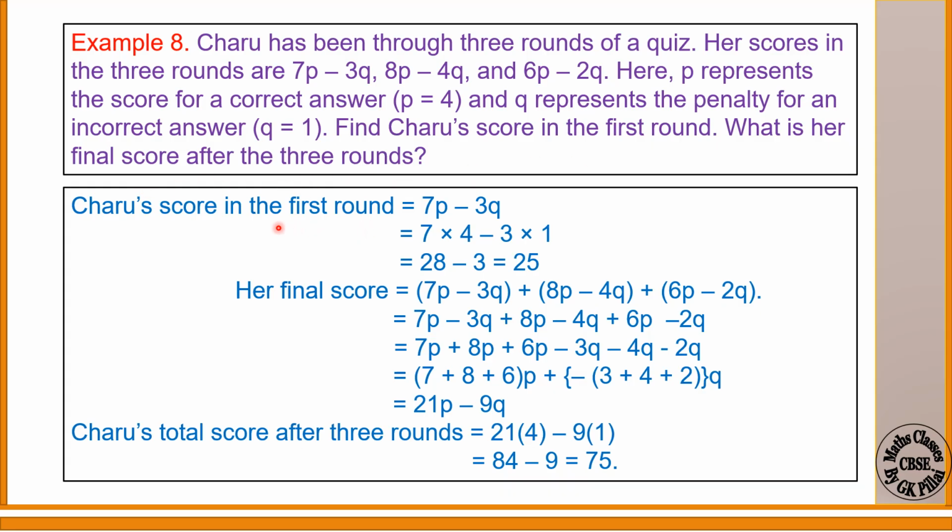The first round, Charu's score will be 7p minus 3q. Substitute the values of 4 and 1 in the place of p and q. We get 25. That is Charu's score in the first round.